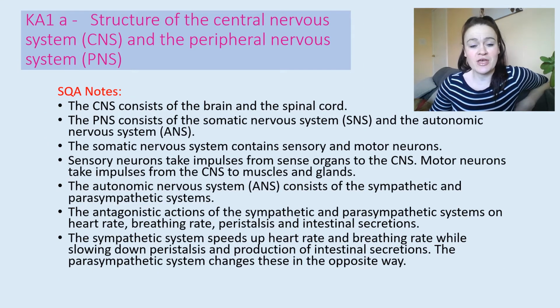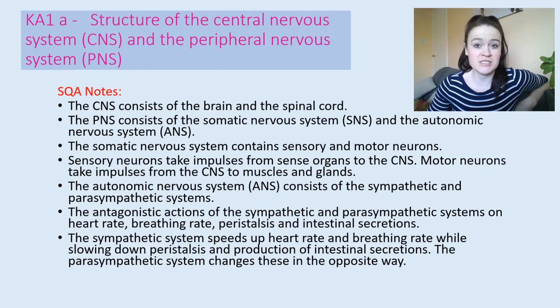Here are the SQA course support notes, so feel free to pause this and have a little look. This is basically the notes that are given to teachers to say this is what the pupils need to know and need to understand. So I'll be going into this in a bit greater detail to help with our understanding.